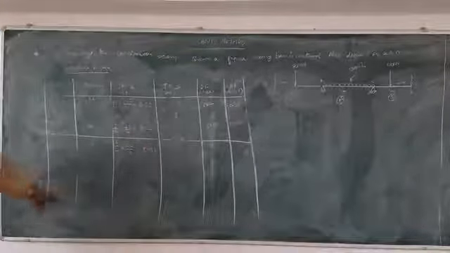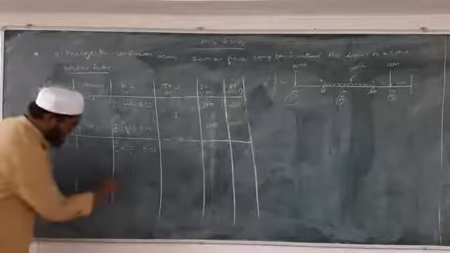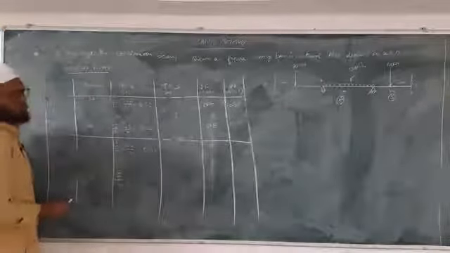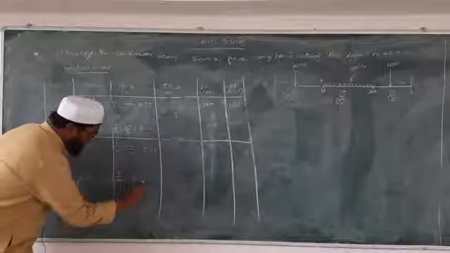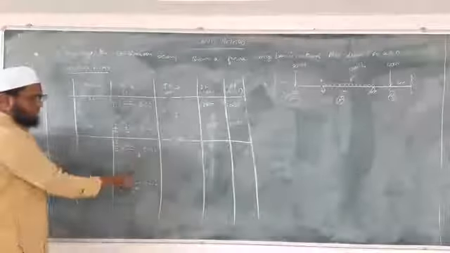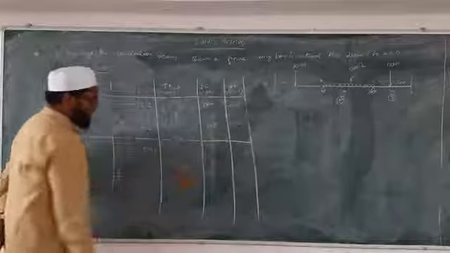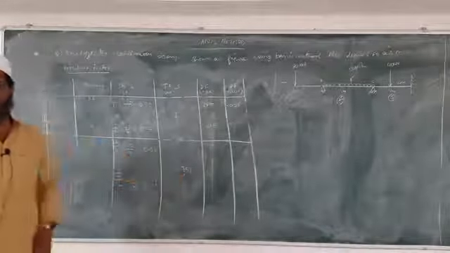Alright. Next CD. We have a fixed support again. So it will be I by L. What is I there? I by 4, which is equal to 0.25 I. Now you add these two terms and you will get 0.75 I. Now 0.5 divided by 0.75.